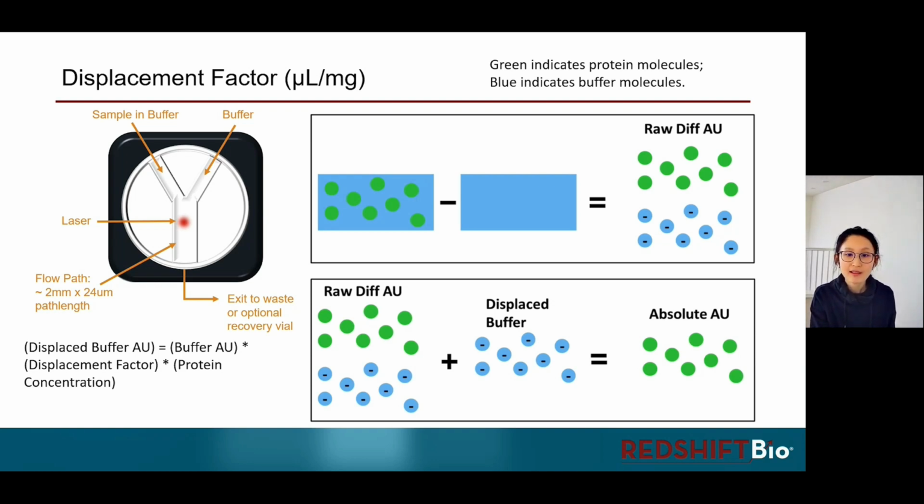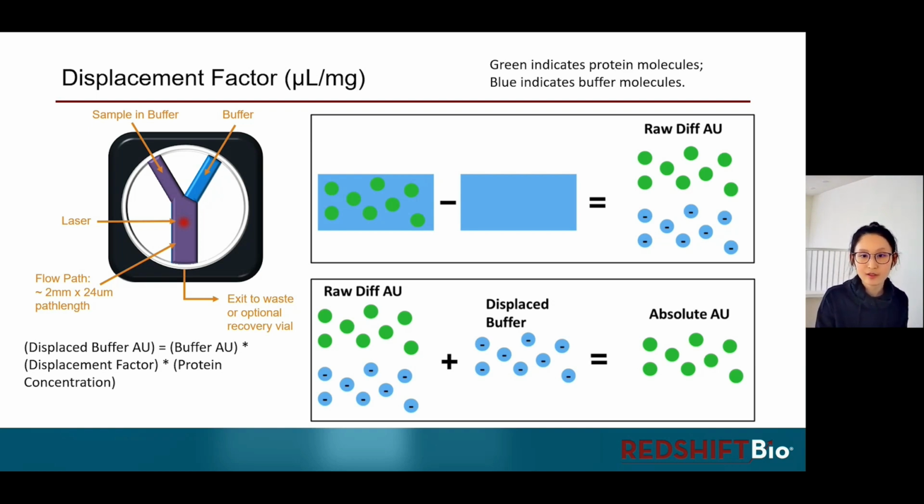So here we present a way to assess protein hydration alongside our secondary structure characterization in one single automated measurement. And the secret is what we call displacement factor. Let me explain. Here in this figure, the green indicates protein molecules, blue indicates buffer molecules. So the raw differential absorbance, or what we call the DFA, was obtained from a real-time background subtraction from the sample. However, the subtraction excluded the buffer displaced by the protein.